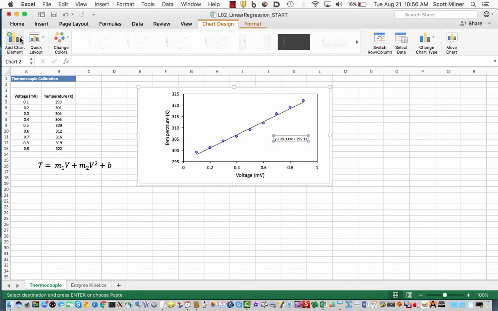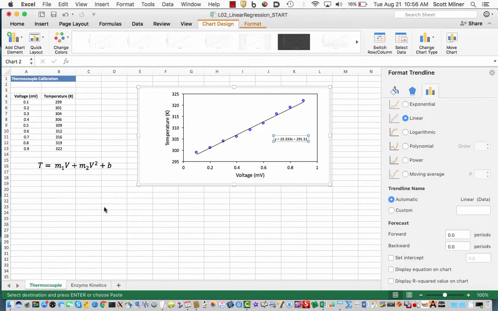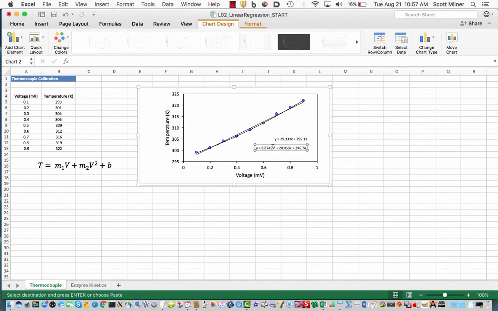We're going to add a polynomial of order 2, that is to say a quadratic. We're going to show that equation as well. And we can see that the quadratic does go through the points a little bit better.